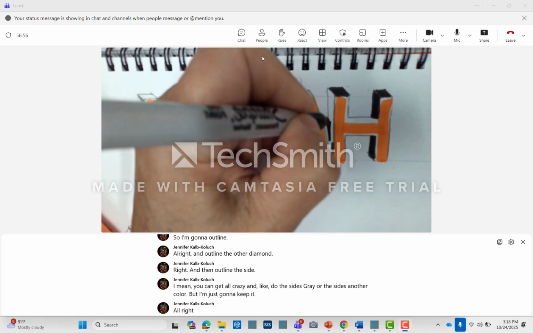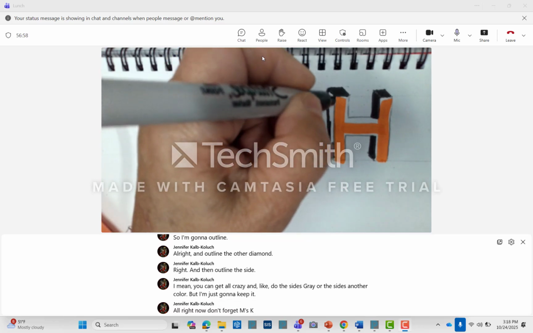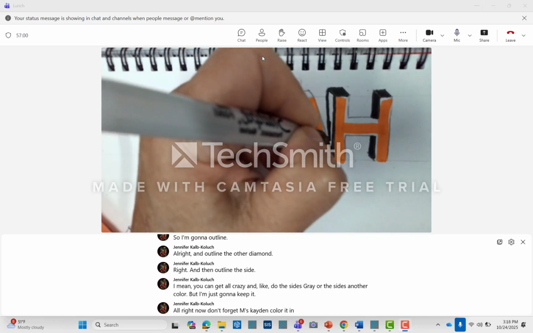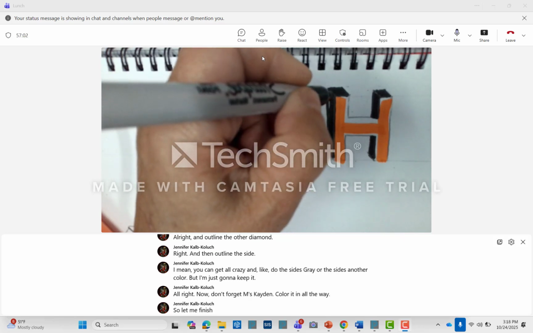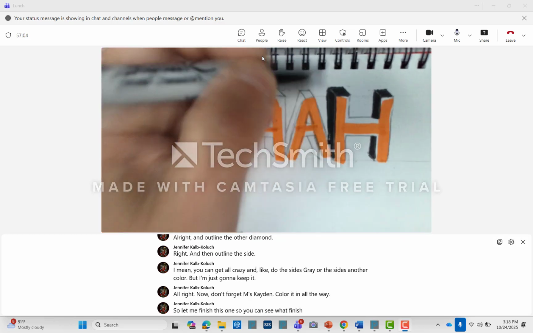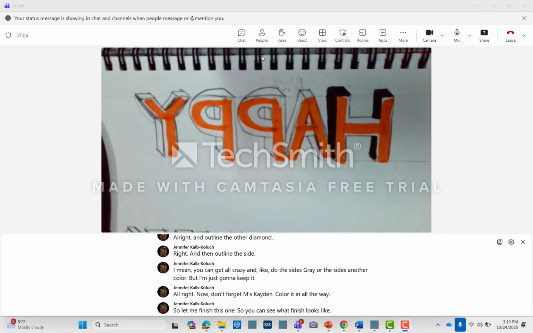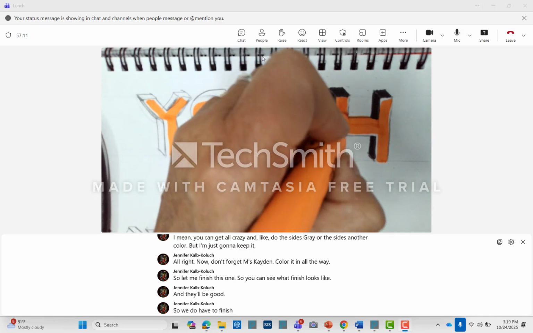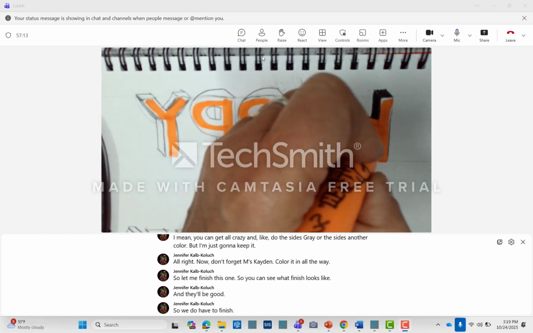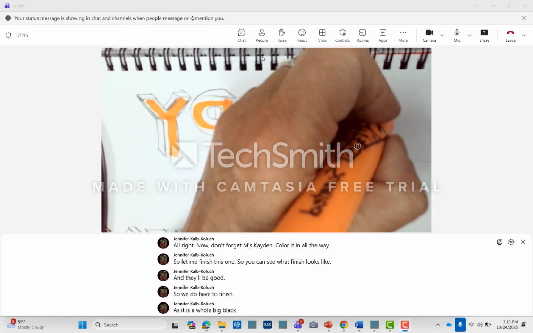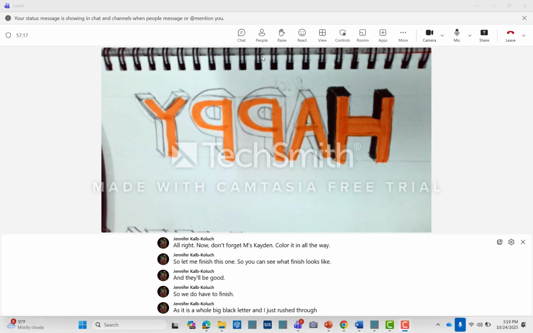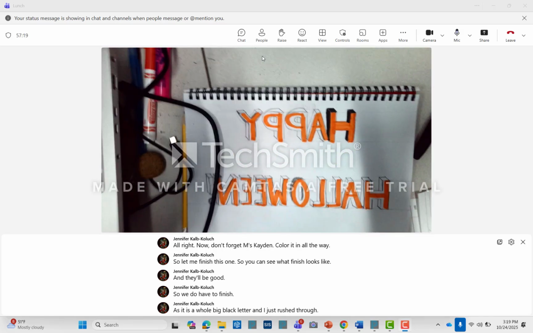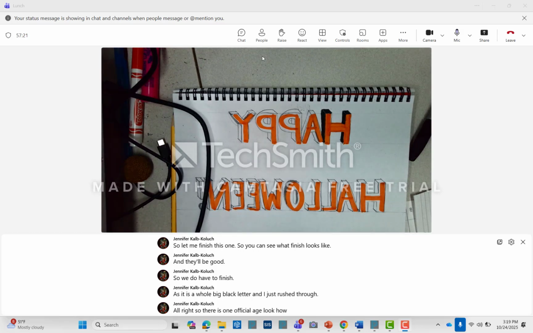All right, now don't forget, Miss K didn't color it in all the way, so let me finish this one so you can see what finished looks like. Then we'll be good. So we do have to finish, because it is a whole big black letter, and I just rushed through. All right, so there is one official H. Look how that stands. So cool.